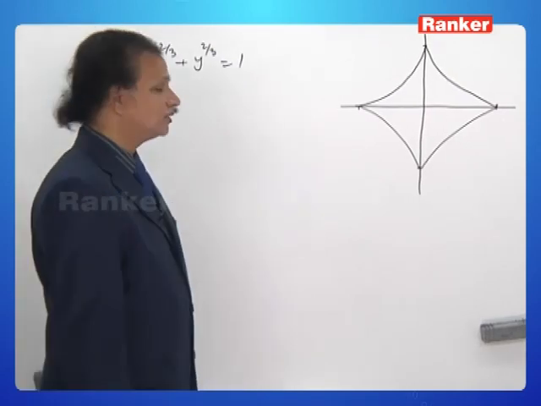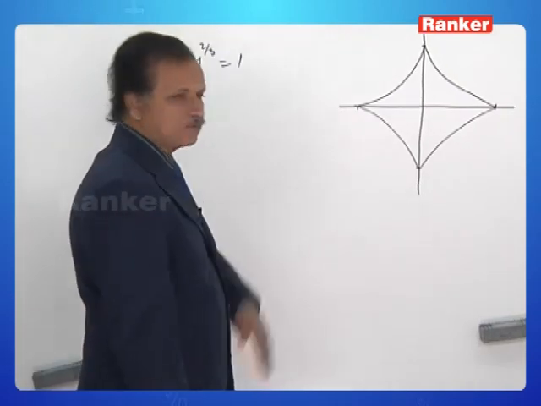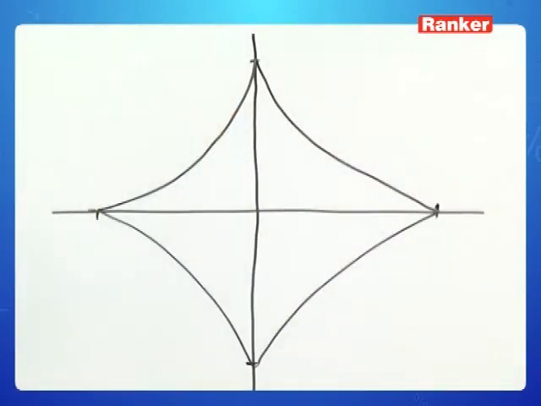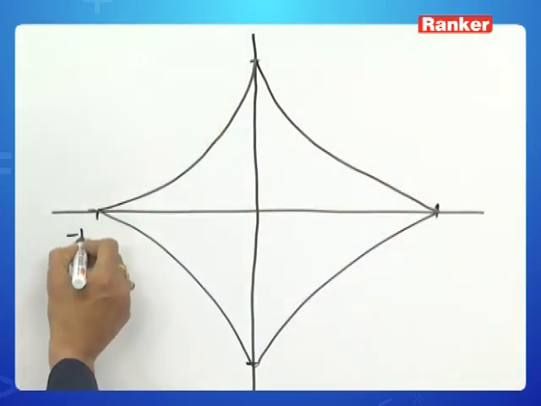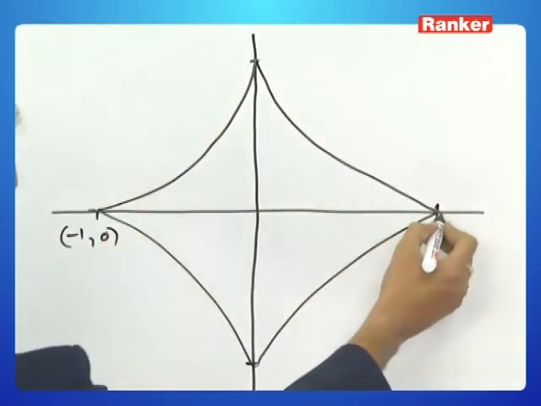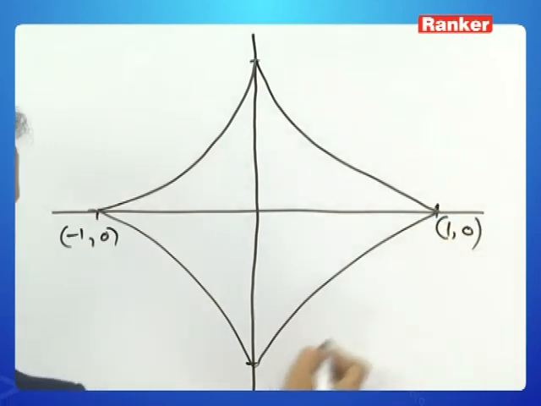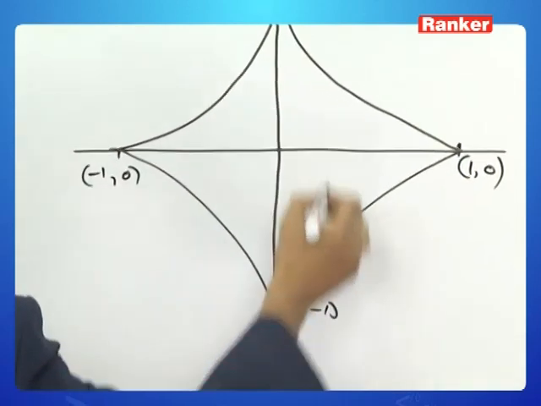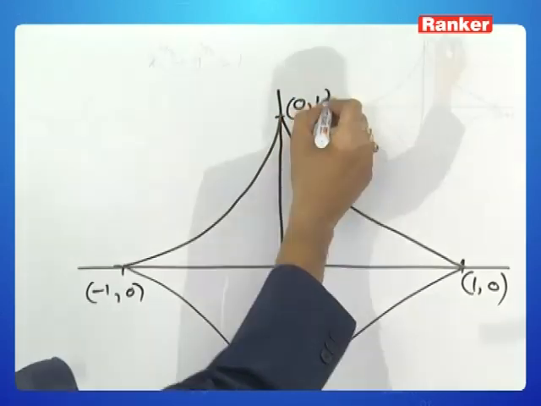Okay, come to the point. This is the required area we want. This point is minus 1, 0. This point is 1, 0. This is 0, comma minus 1, 0, comma 1.